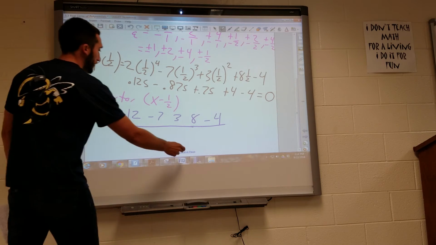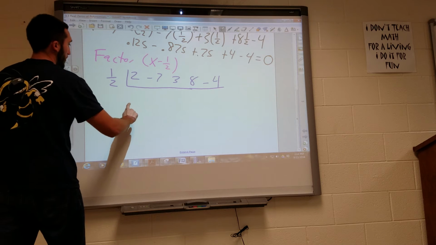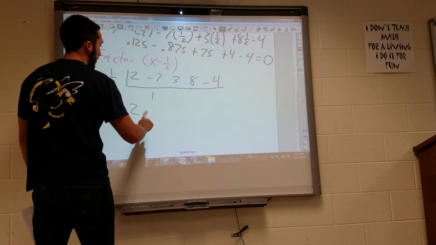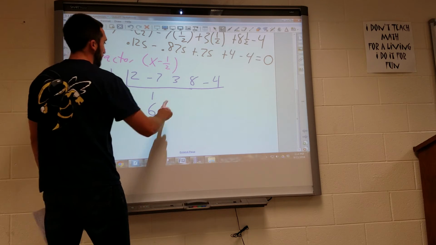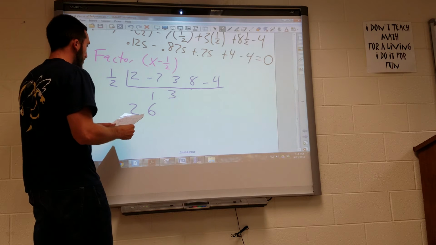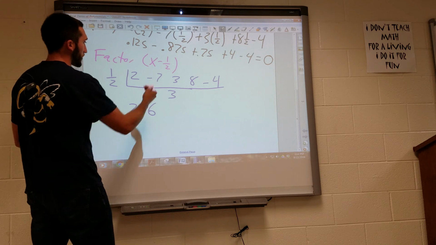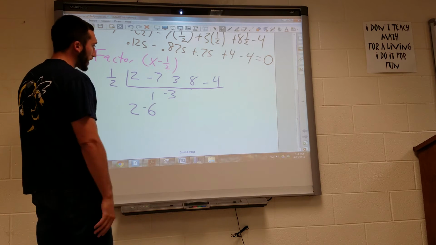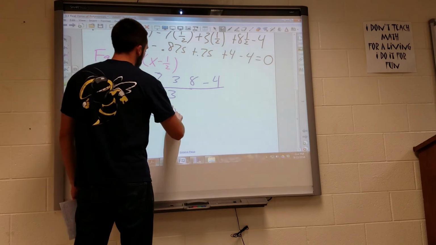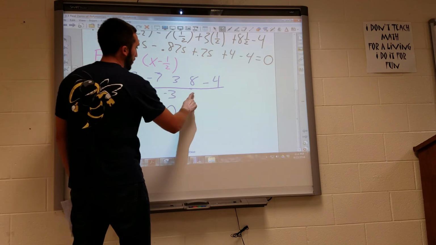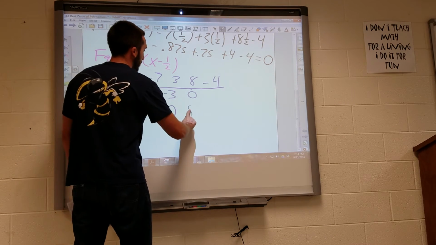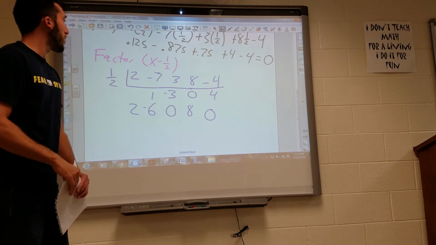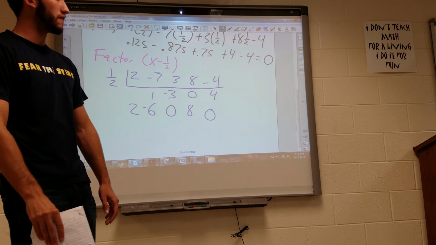So then use synthetic division. Let's see, carry my 2 down. 1/2 times 2 is 1. Negative 7 plus 1 is negative 6. This should be negative 6, right? A negative 7 plus a positive 1 is negative 6. Times 1/2 is negative 3. So 3 plus negative 3 is 0. 1/2 times 0 is 0. 8 plus 0 is 8. And 1/2 times 8 is 4, giving me remainder 0, proving that 1/2 is a factor of that 4th degree polynomial.